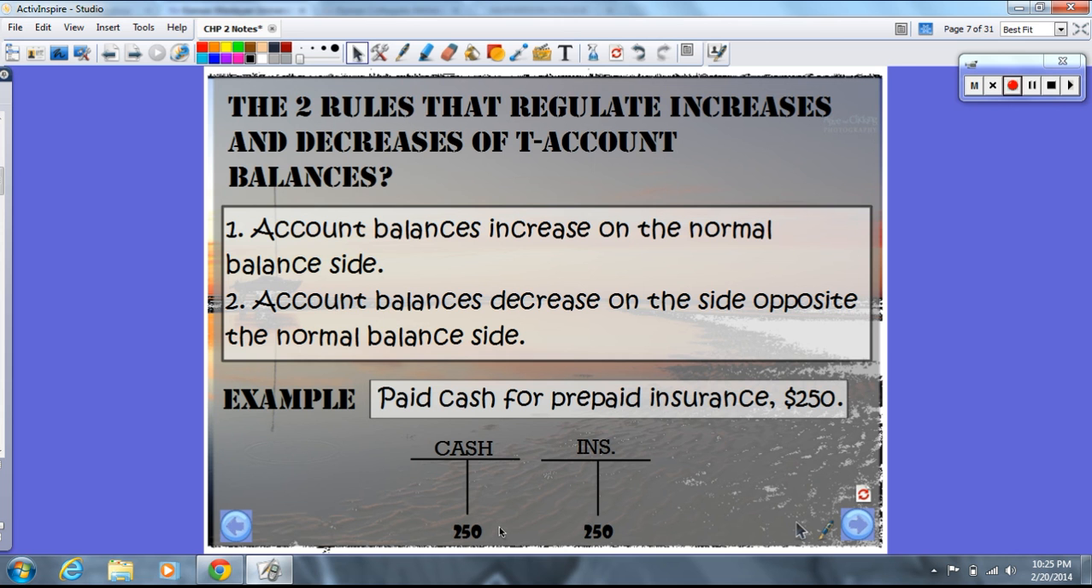On this example here, we spent cash, so we have less, so it should be decreasing. So our 250 will go on the right hand side of cash. We purchased insurance, so it's going to be increasing, so our other 250 goes on the left hand side. That's what I need you to be able to understand how to do in this chapter. 250 on the right hand side of cash, 250 on the left hand side of insurance. It is always opposites. If it's on the left hand side of one, it's always the right hand side of the other.